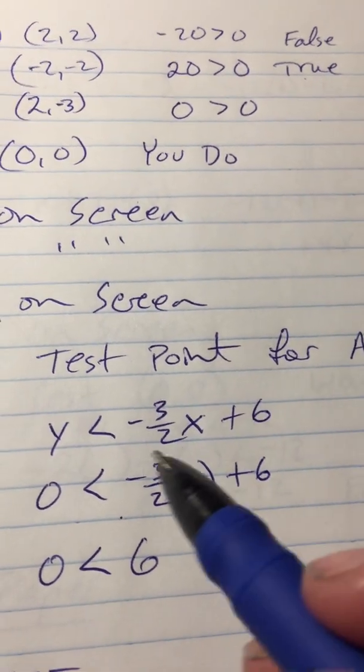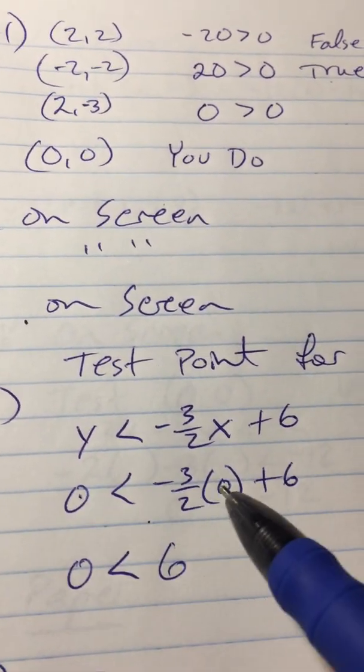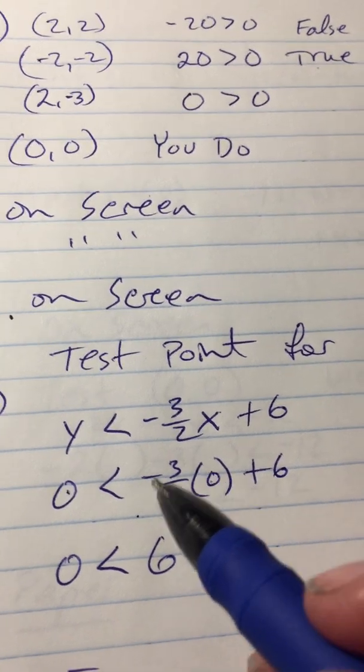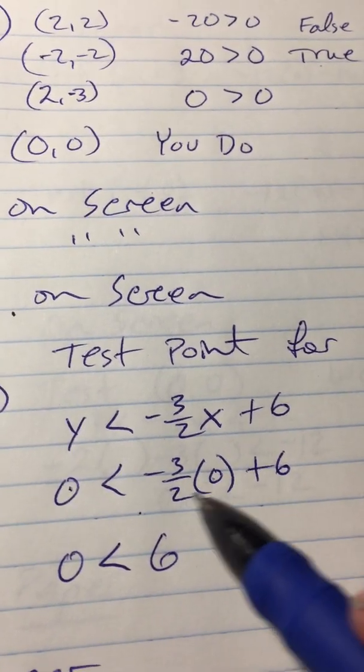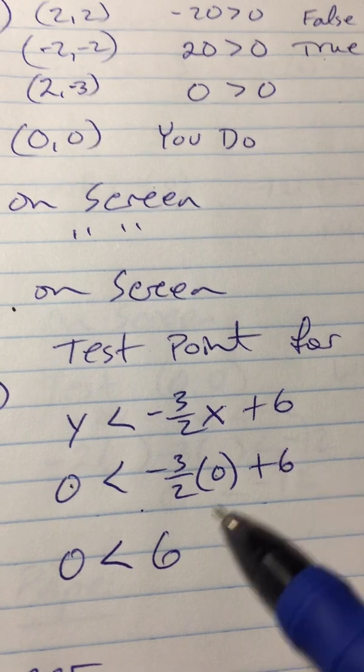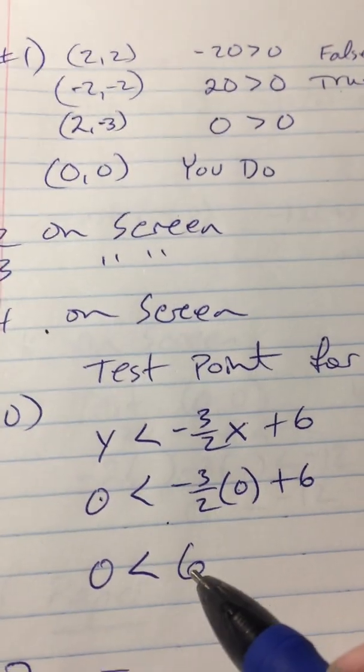We're testing the point (0, 0). So plug the y in for the 0 and plug the x in for the 0. The nice thing about this is anything times 0 is 0. So this whole thing here becomes a 0 plus 6, which is just 6. So 0 is less than 6 is what this is saying.